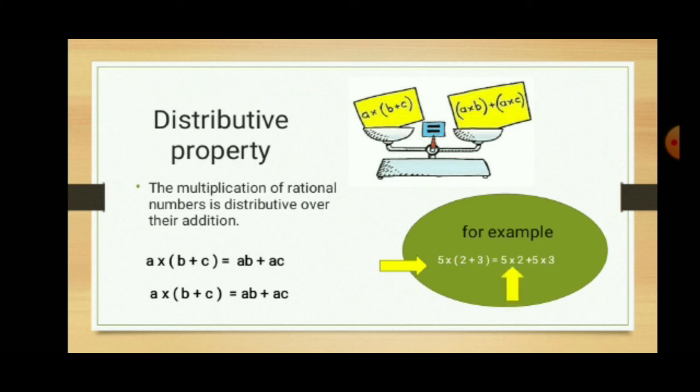One example you can see: when 5 is multiplied with 2 plus 3, what do we get? We get 5 into 2 plus 5 into 3. So 5 into 2 we get 10, 5 into 3 we get 15. So 10 plus 15 is 25. This is what is called the distributive property over addition.